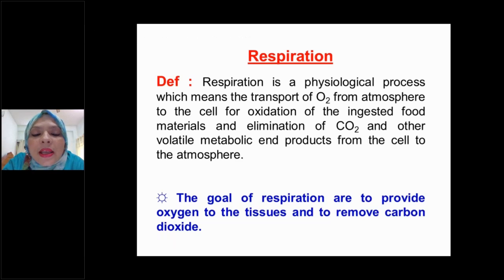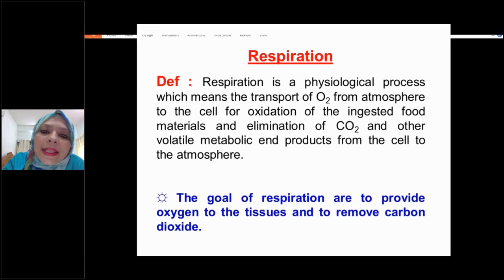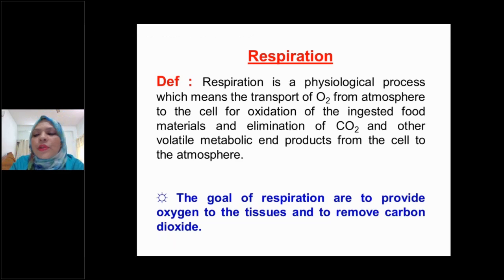For written exam, you have to write down this definition, but for viva, in a simpler form, you can tell respiration means intake of oxygen from atmosphere to the lungs and removal of carbon dioxide from lungs to the atmosphere. You can tell like this for viva exam. So the goals of respiration are to provide oxygen to the tissues and to remove carbon dioxide.